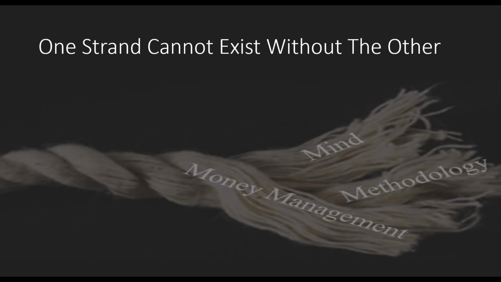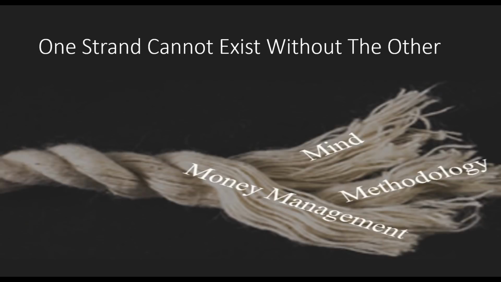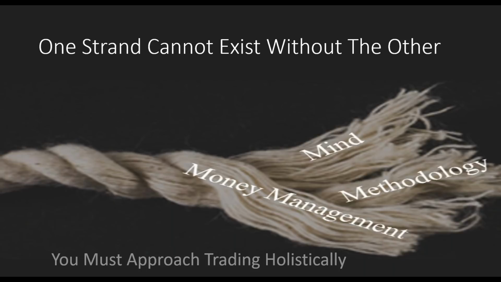And by that, I mean mind, methodology, and money management. It's like a 3-stranded cord, or 3-stranded rope; it cannot exist without one of the cords. And the great thing is, if you get better at any one of these, you get better at all 3. So again, you want to approach trading holistically. I'm going to slip in a little bit of money management and maybe even some trading psychology as time allows. But obviously, we're going to focus mostly on the methodology today.